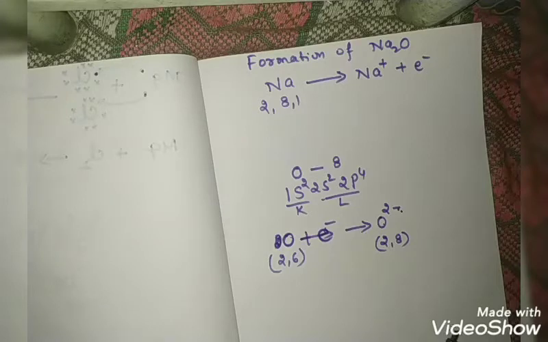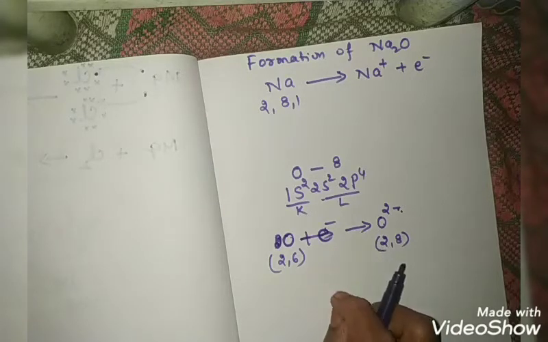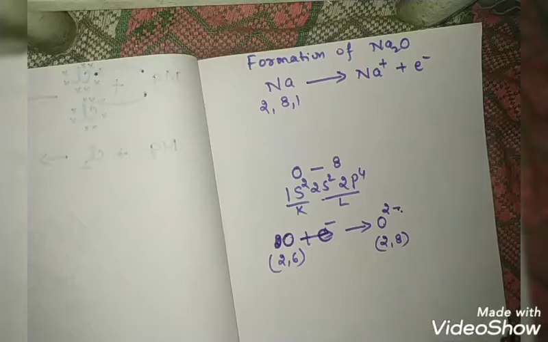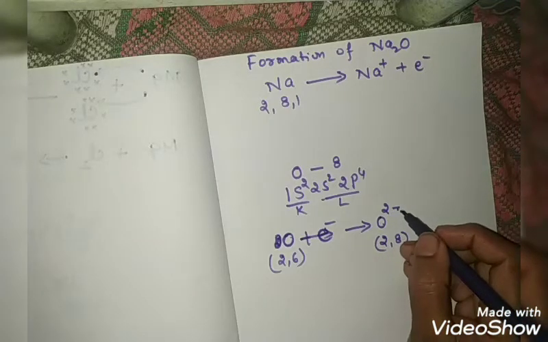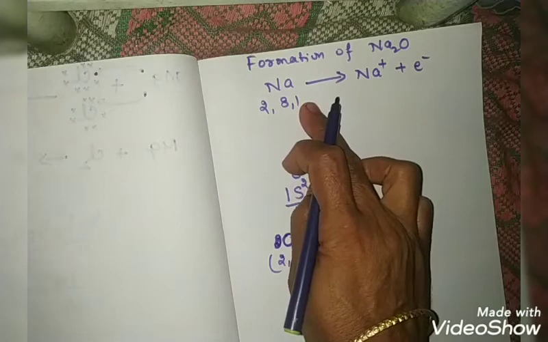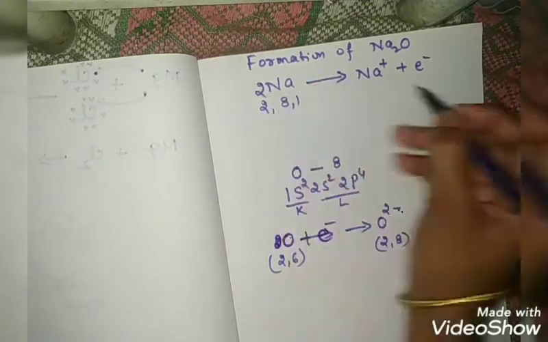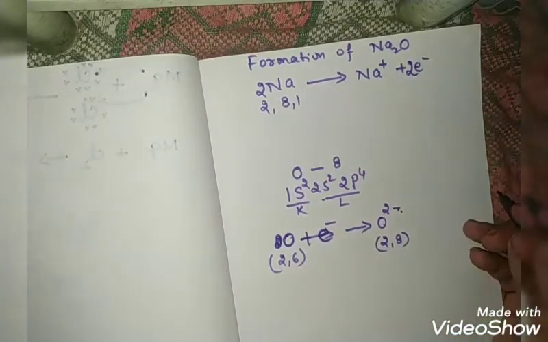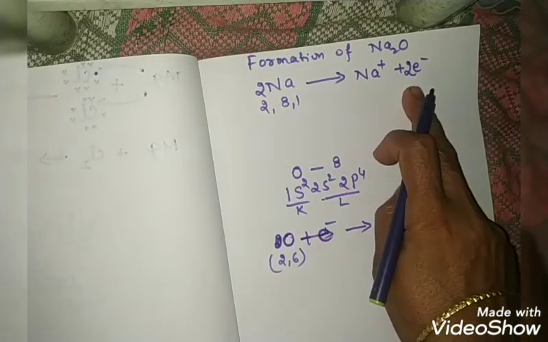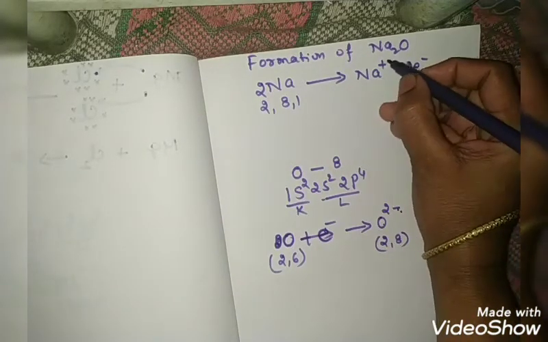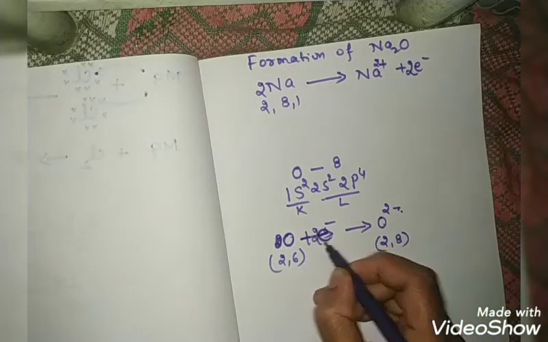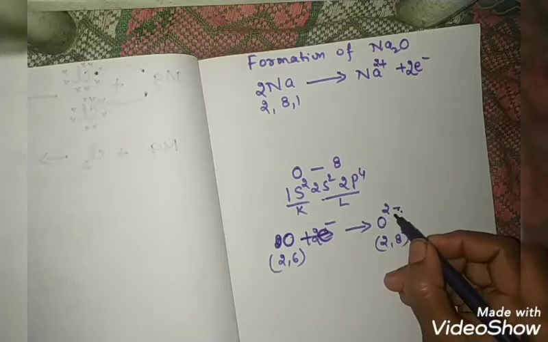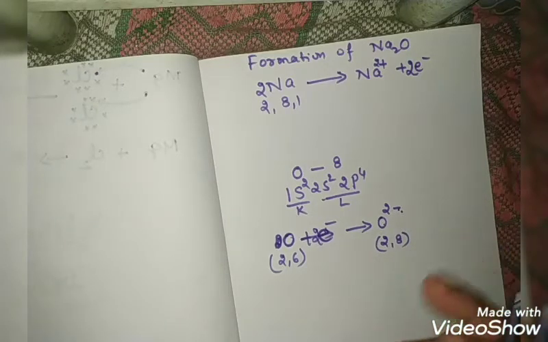Here, actually, oxygen needs 2 electrons to become an octet, children. Understanding now? Here, how are we writing 2 minus? It is getting from 2 sodium atoms. Whenever 2 sodium atoms are there, we are getting 2 electrons, children. 2 sodium atoms means 2 electrons, and here it becomes 2 plus, and here 2 electrons are taken and it becomes 2 minus. In this way we can write.